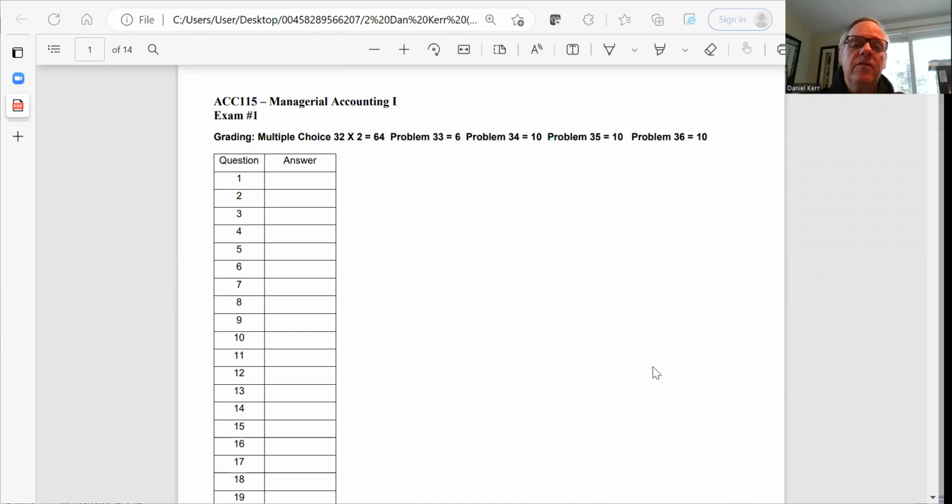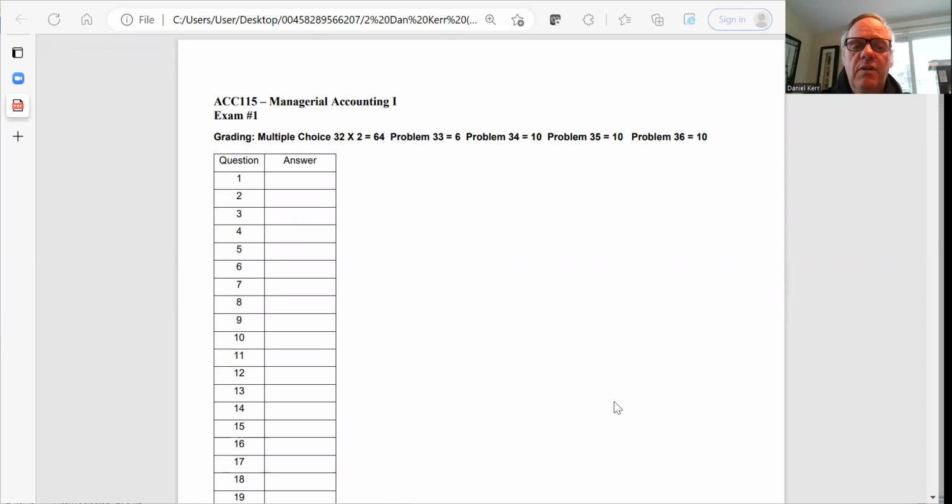The purpose of this little mini lecture is to review the results of the answers on the first exam. Remember, each multiple choice question was worth 2, so you could have gotten a maximum of 64 points. If you look at your cover page, I took the number of right answers you got, multiplied by 2. That was your first score.